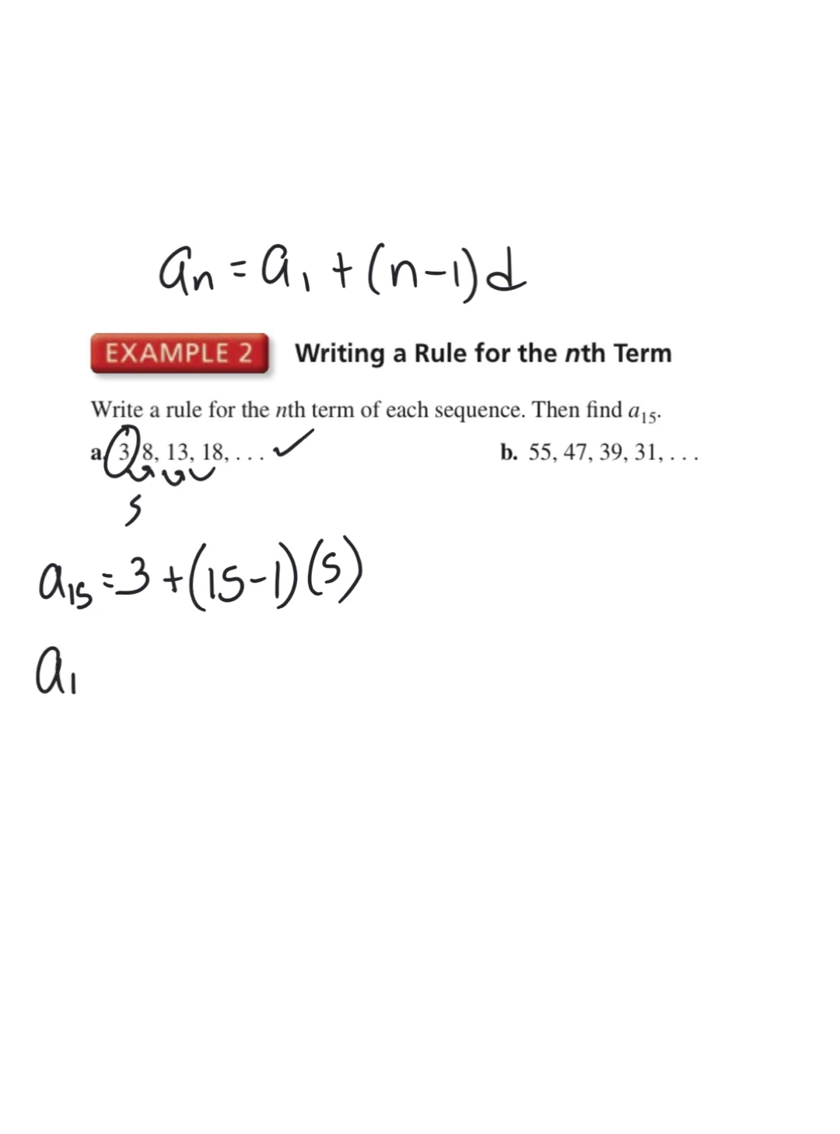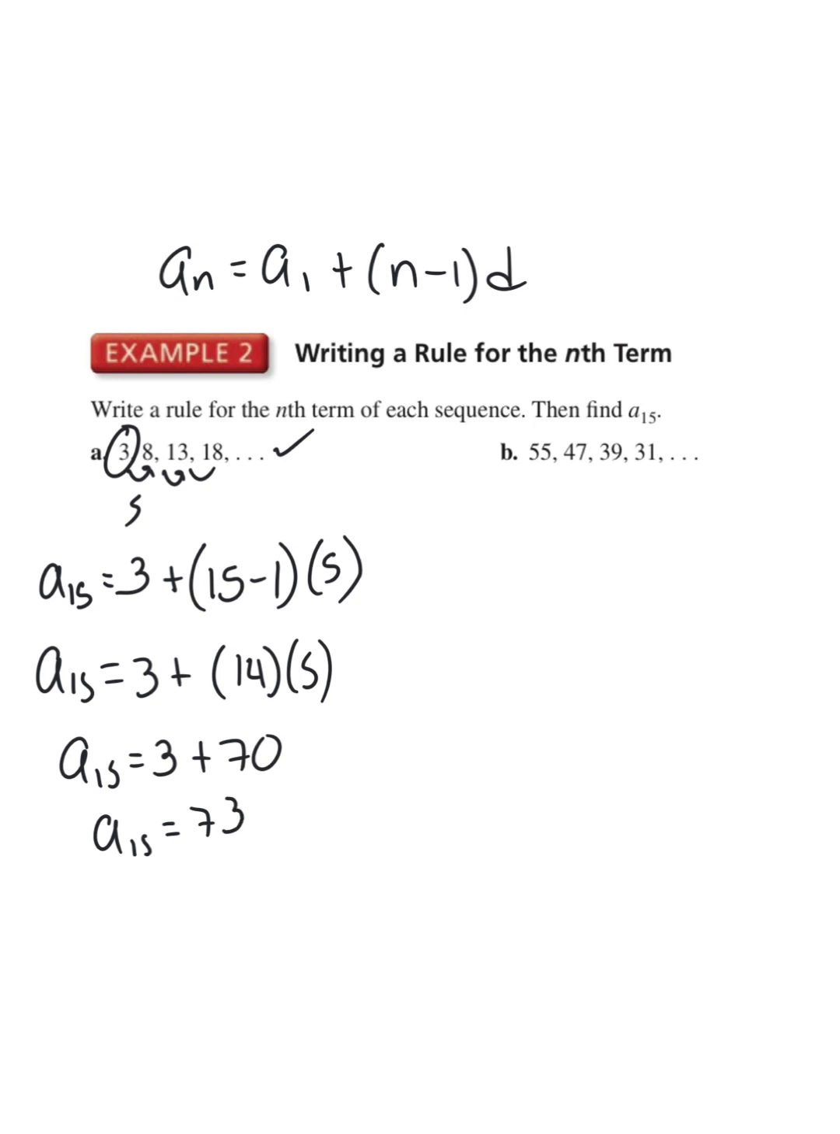So we're going to go ahead and do 15 minus 1 is 14, and then it's 14 times 5. So that's going to be, the 15th term is 3 plus 70. So our 15th term is going to be 73. Now, that is the solution.